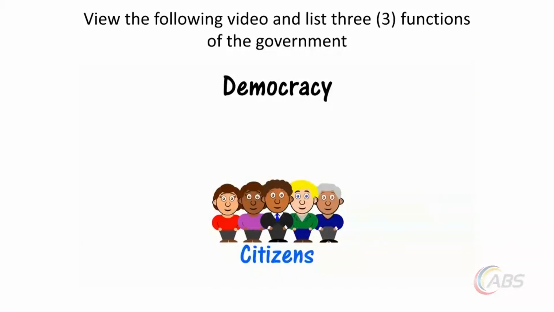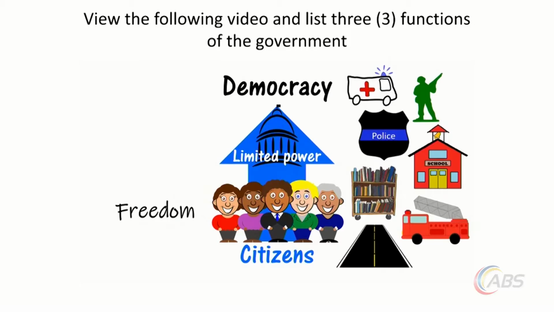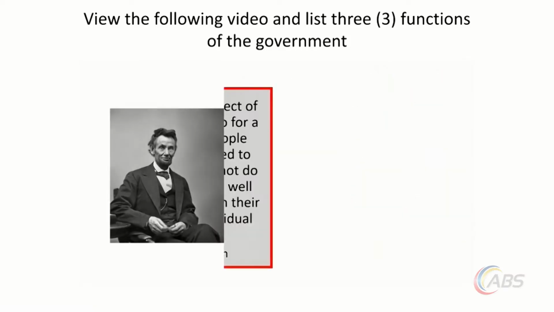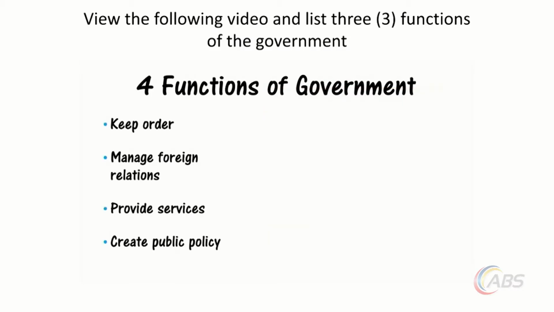In a democratic society, people choose to live under a government because they believe the functions of government will improve their lives. Consenting to live under a government means giving up some degree of freedom, but citizens' lives are improved by what government offers them. Abraham Lincoln said it in a much fancier way. The legitimate object of government is to do for a community of people whatever they need to have done, but cannot do at all, or cannot so well do for themselves in their separate and individual capacities. With that in mind, let's examine 4 main functions of government.